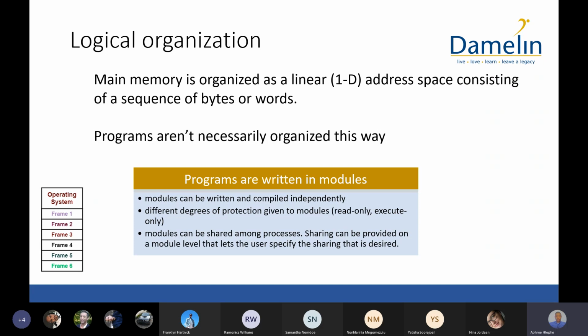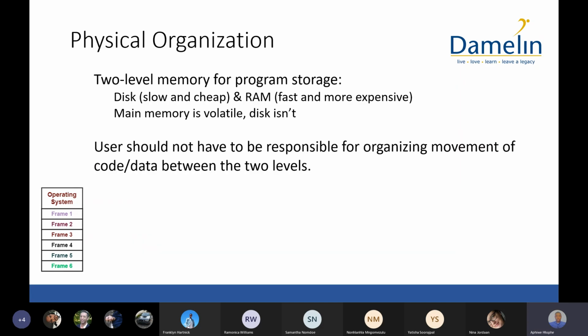So you can enforce protection in your program at a module level. Logical organization is very crucial in memory management because it allows us to enforce protection of our software at different modules. If you don't want certain parts of your program shared with another process, you can protect it per module, with whatever module is housing sensitive data. You can protect that module independently, or individually, rather. So that's the benefit of having that logical organization within your memory management policies.